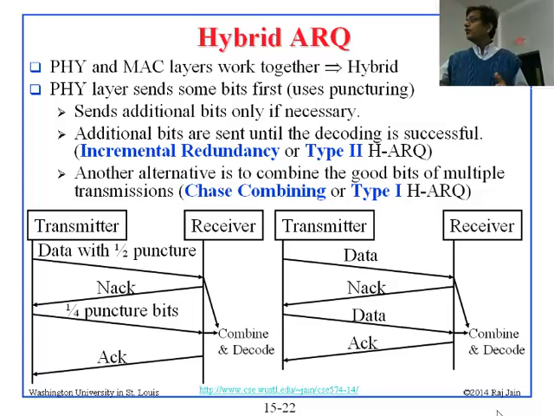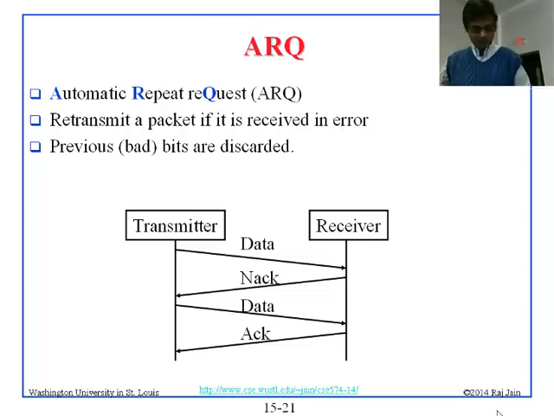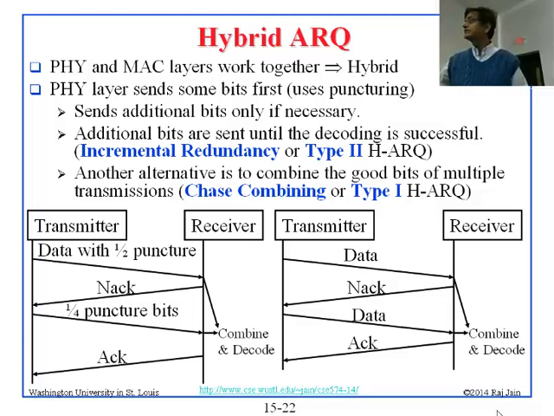So, what did you save over ARQ? Well, you saved a lot because even though both packets are in error, you have a good packet. If it was ARQ, you would have required a third transmission.